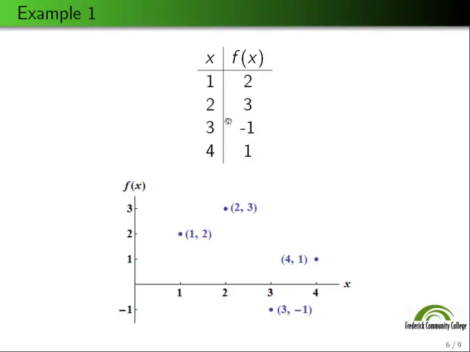Here we have when x equals 3, y equals negative 1. So that is the ordered pair (3, -1). That means I go over 3 on the x-axis and down to negative 1 on the y-axis. Lastly, we have when x is 4, f of x equals 1. So that gives me the ordered pair (4, 1), which means I go over to 4, up to 1. And that finishes the plot of that function.